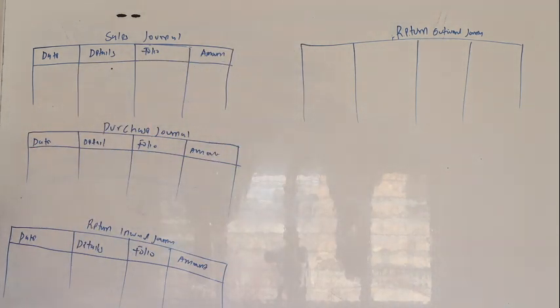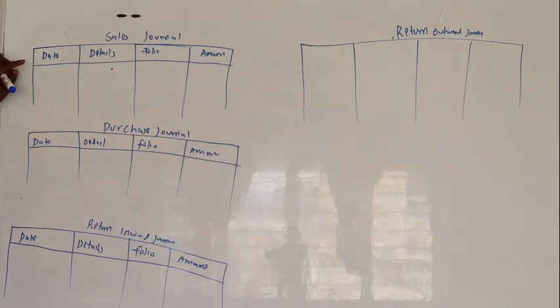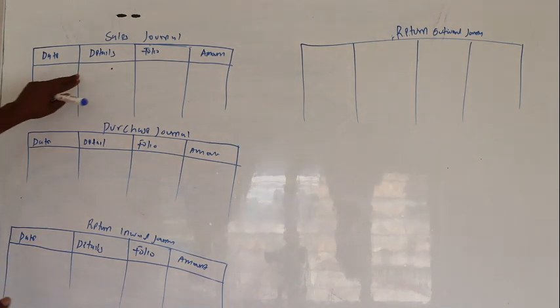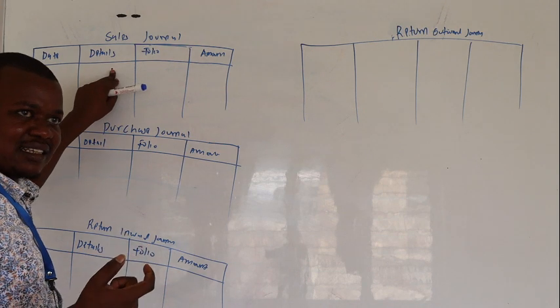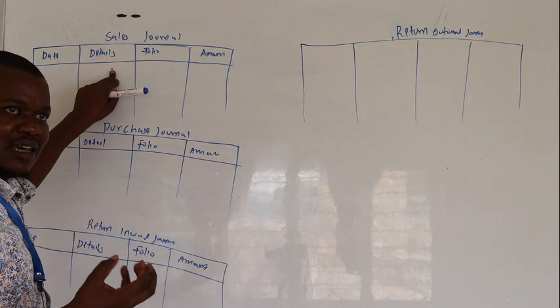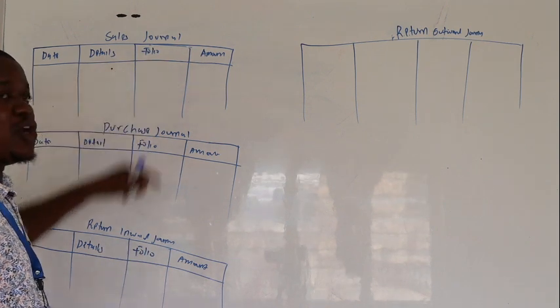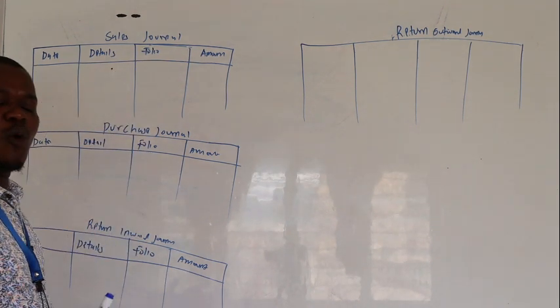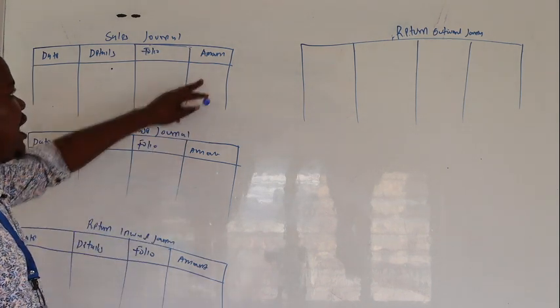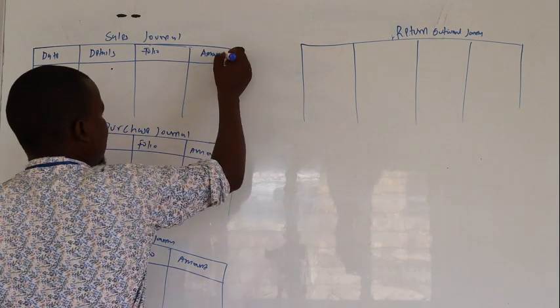In a journal, you have to show a column of date. This is when a transaction occurred. You have to show the details. These are the particulars, the contents of the information. Then folio is the page it can refer to. Then the amount.